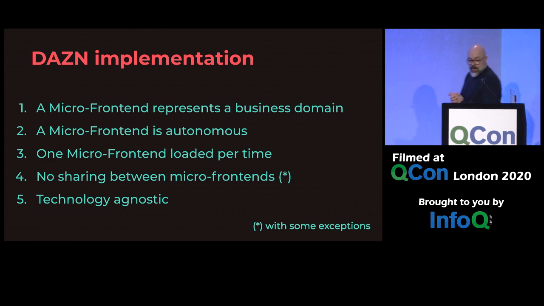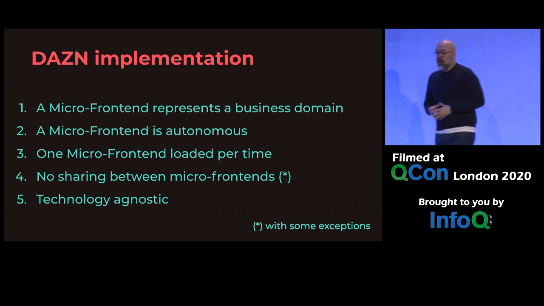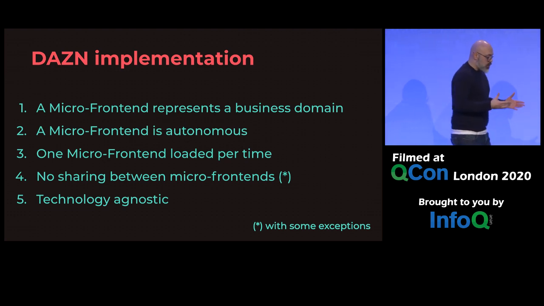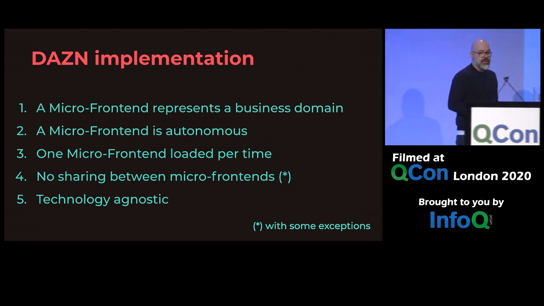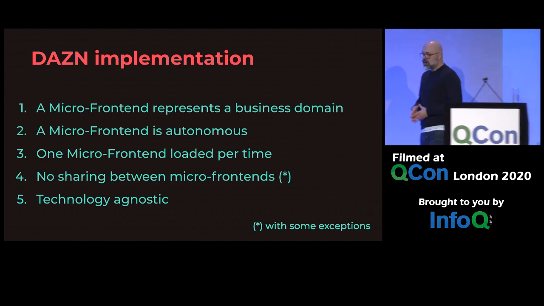After that, we define a few other things on our micro-frontends. Those are some principles that we have internally. Each micro-frontend represents a business domain. For instance, one business domain is for us the discovery part. Discovery means the catalog with the video player and so on. So that part is a business domain.